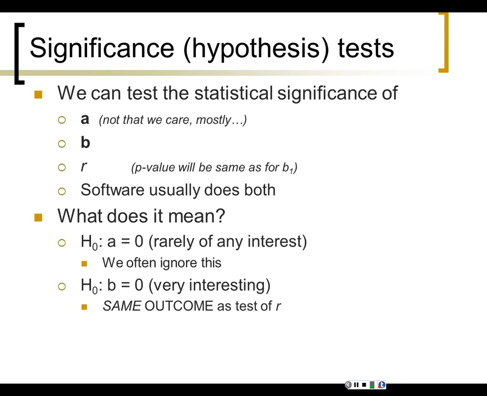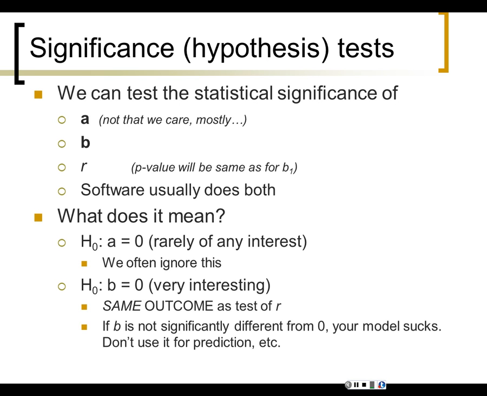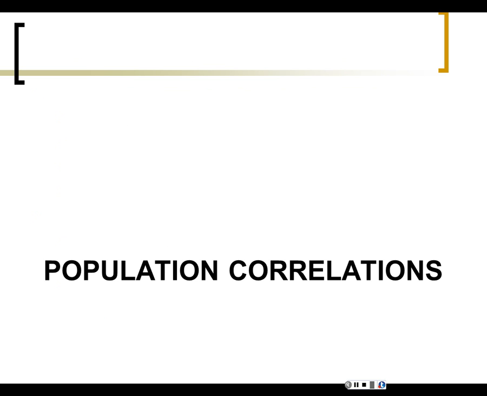How likely is it, if the null hypothesis is true and there's nothing going on in the population, and for correlation that means if there's no correlation in the population between X and Y, then how likely is it that we would see the data that we see here? If there's a high likelihood, then we don't want to trust our data. So if B is not statistically significant from 0, your model is not a very good model. Don't use it for things, don't trust it. So now we're going to move on to talking about this concept of population correlations.